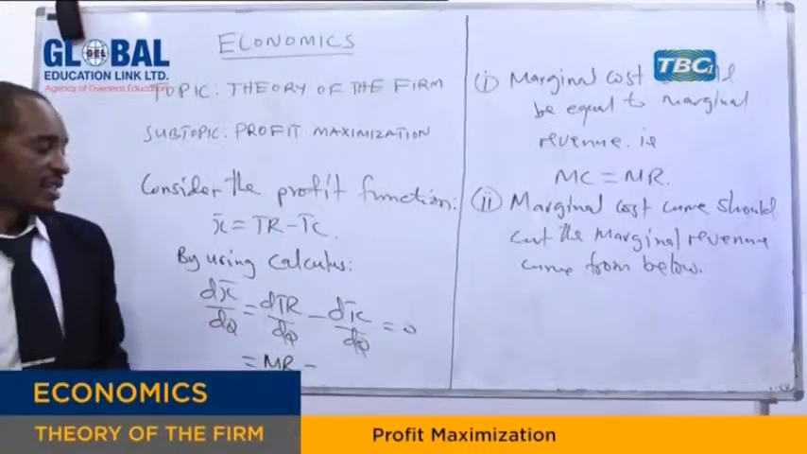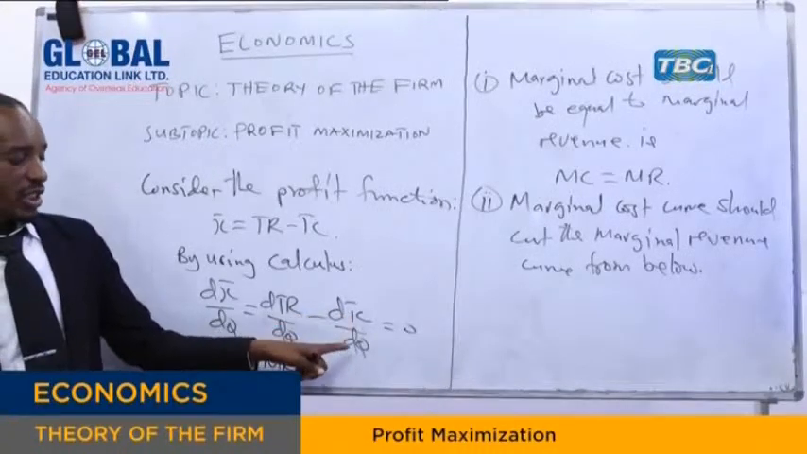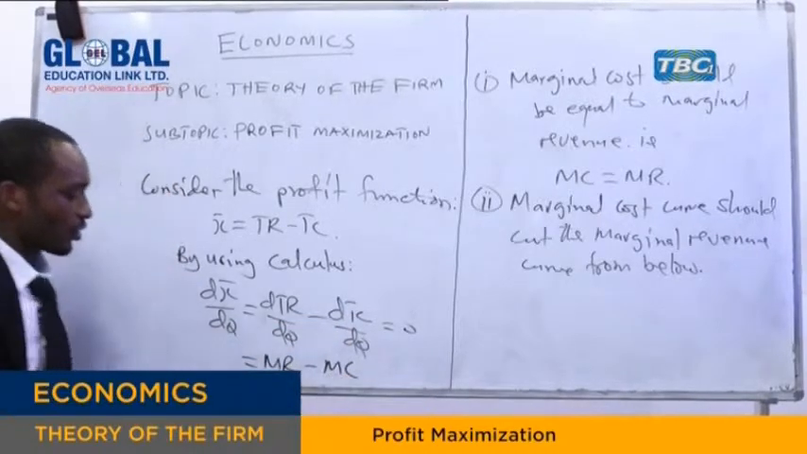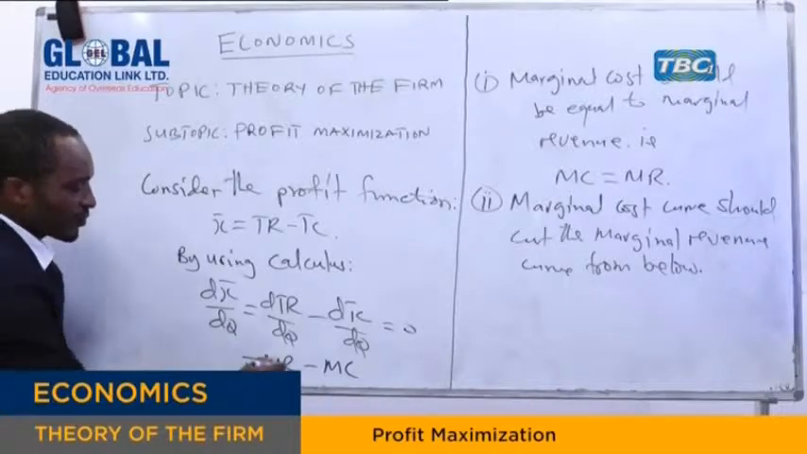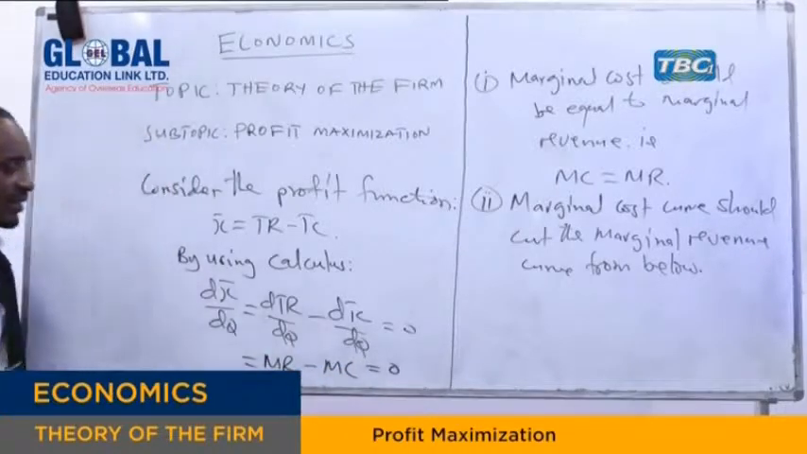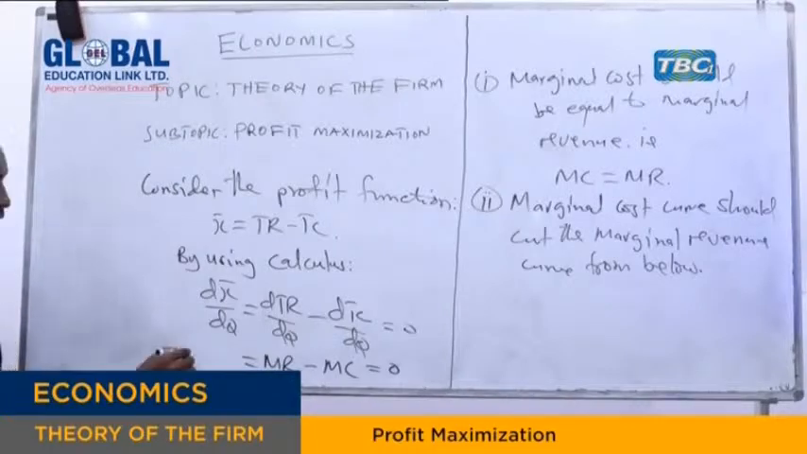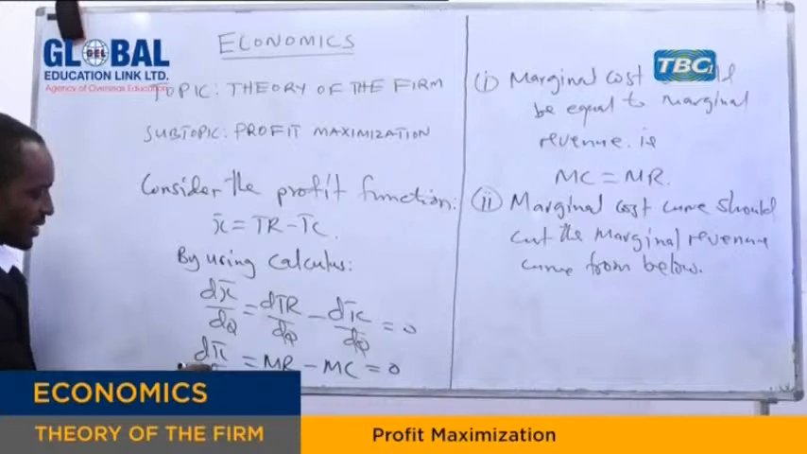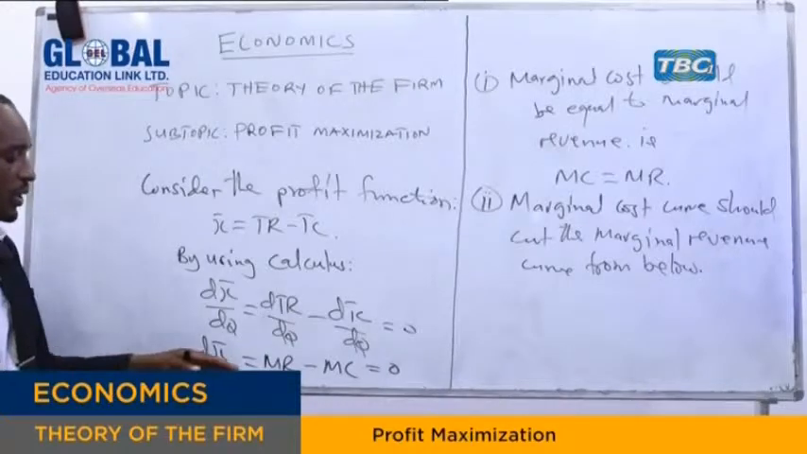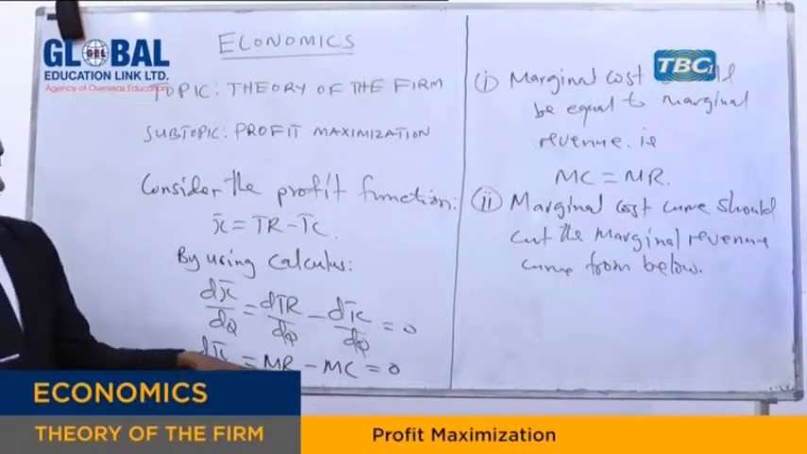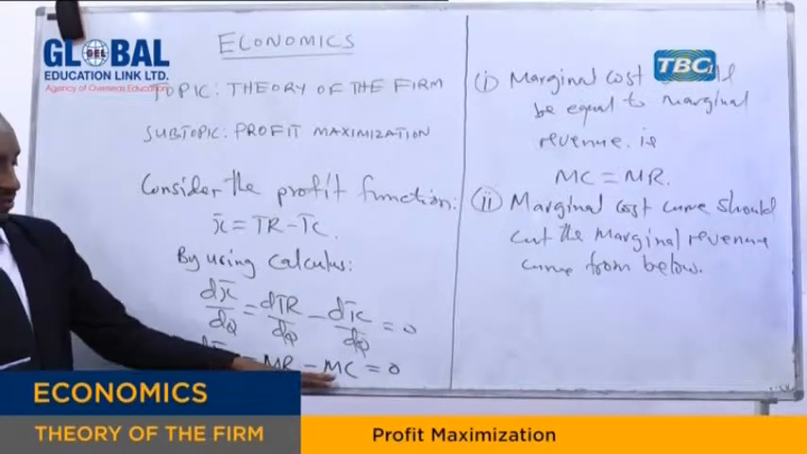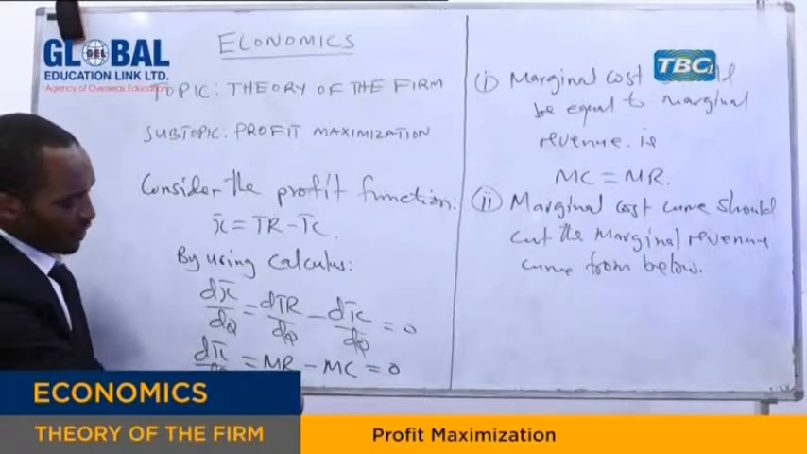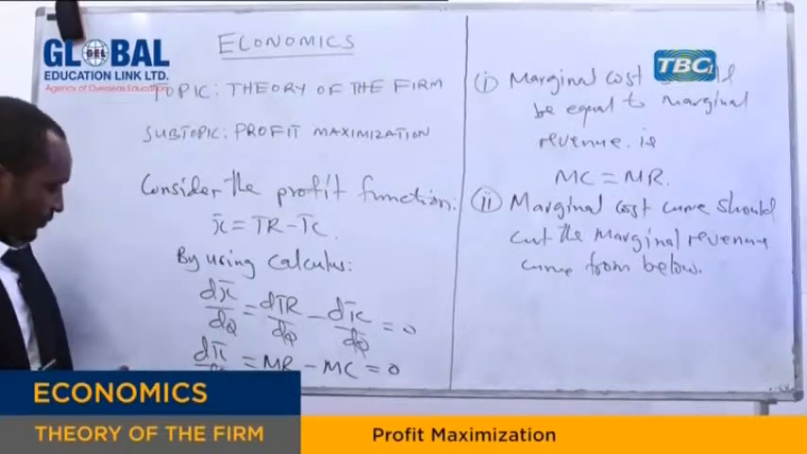Revenue minus change in total cost over change in Q, the same as marginal cost. So this one is the same as 0. So change in profit over change in Q will be the same as marginal revenue minus marginal cost, which is equal to 0. So taking this, marginal revenue minus marginal cost equals 0.